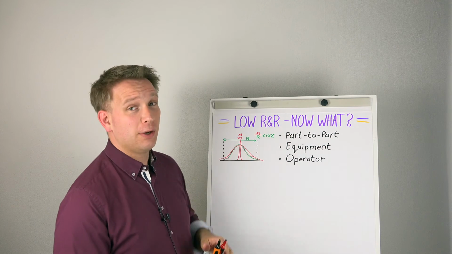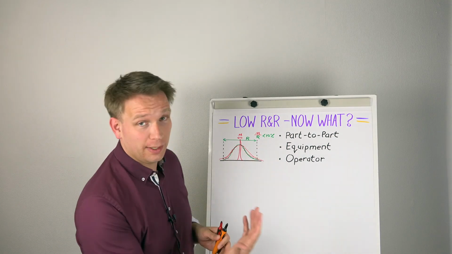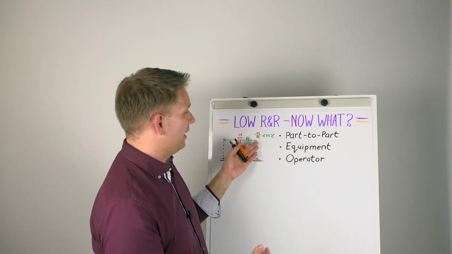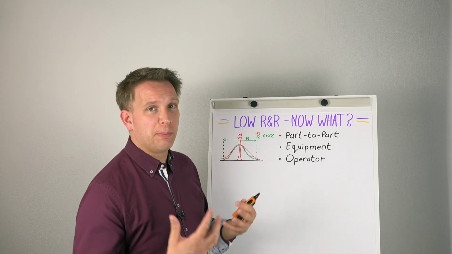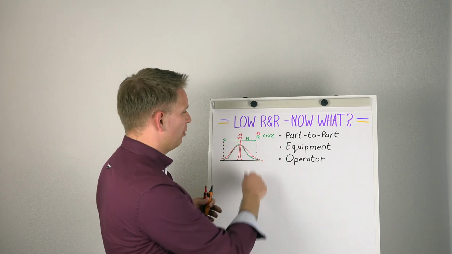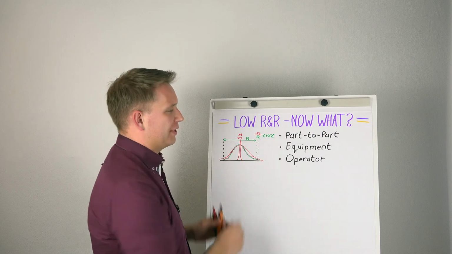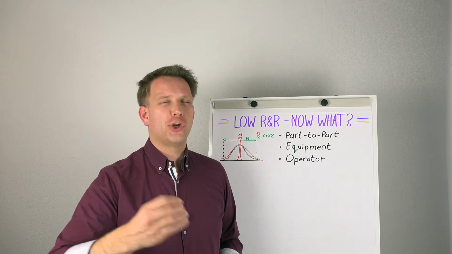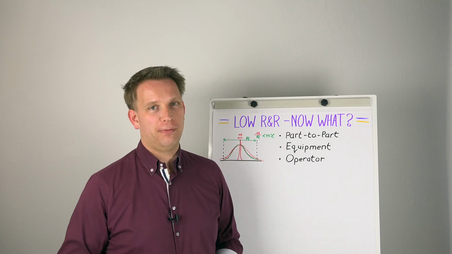If the part-to-part itself is very high, you will get a nice R&R, by the way, because if the divider is very big, then we get a small number, small percentage. But if it's bigger than your specifications, you have a problem in the process, not in the measurement system itself.